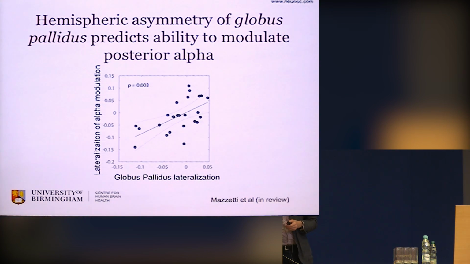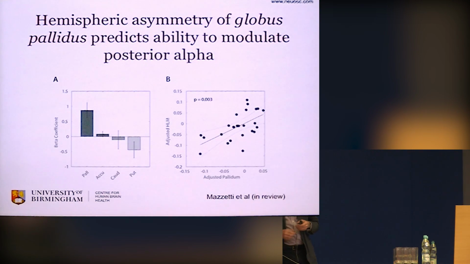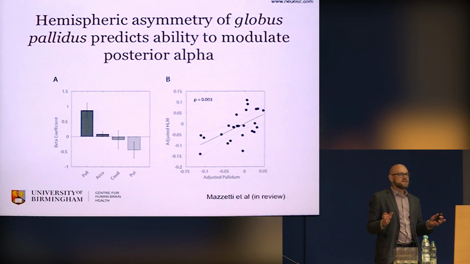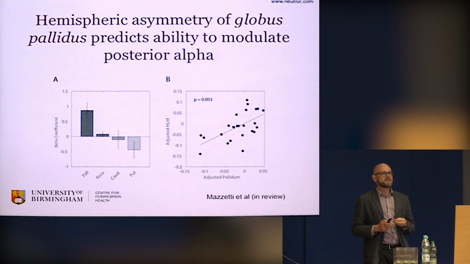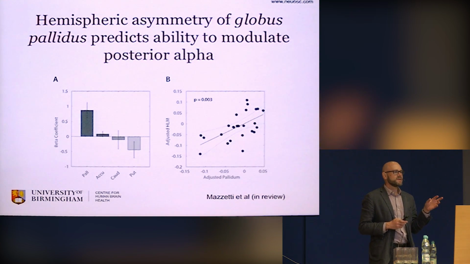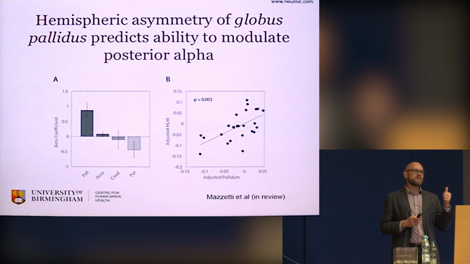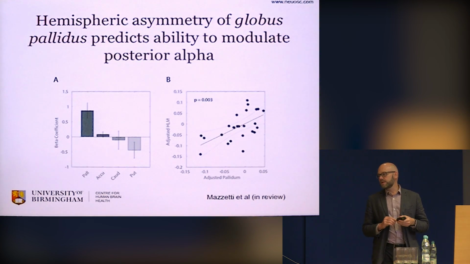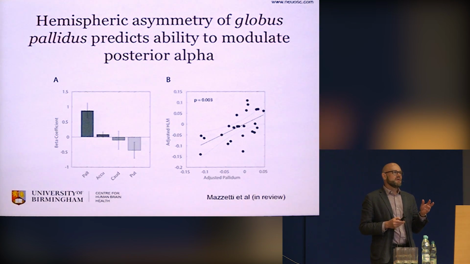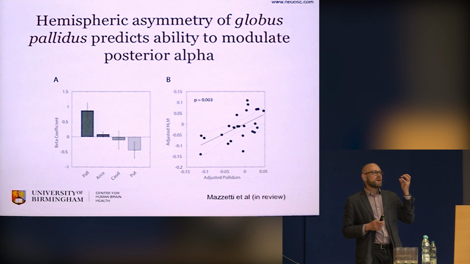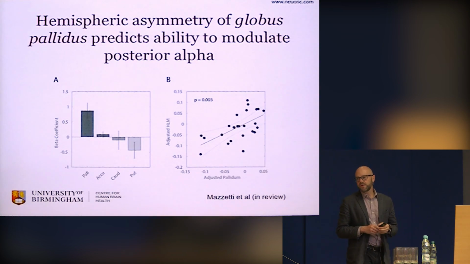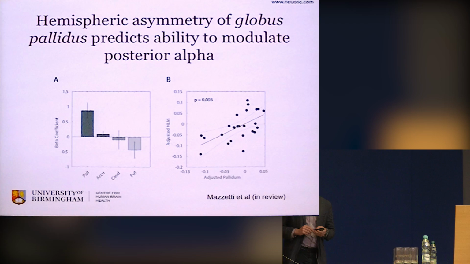So far so good. I've just shown you the data for the globus pallidus, but it turns out that if we do a GLM analysis taking the four subregions of the extended striatum into account, it's only the globus pallidus for which we see this relation being robust. To make a long story short, we think that the globus pallidus is somehow involved in the top-down control of posterior alpha oscillations.